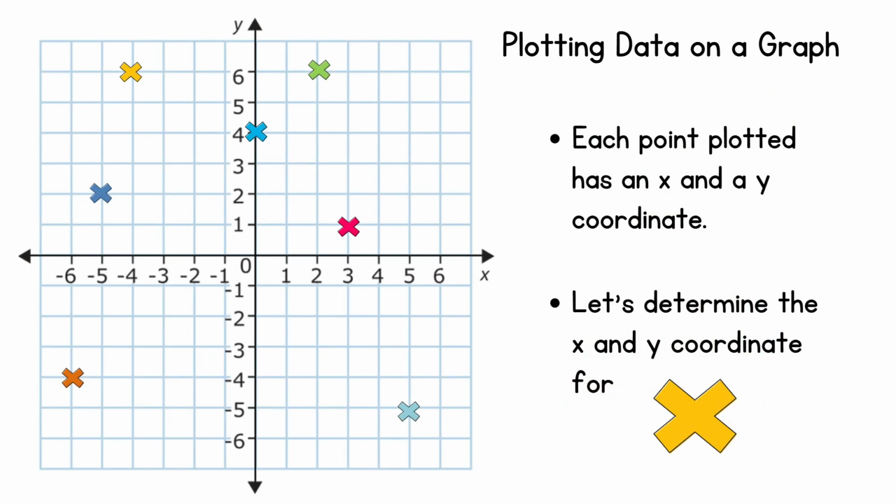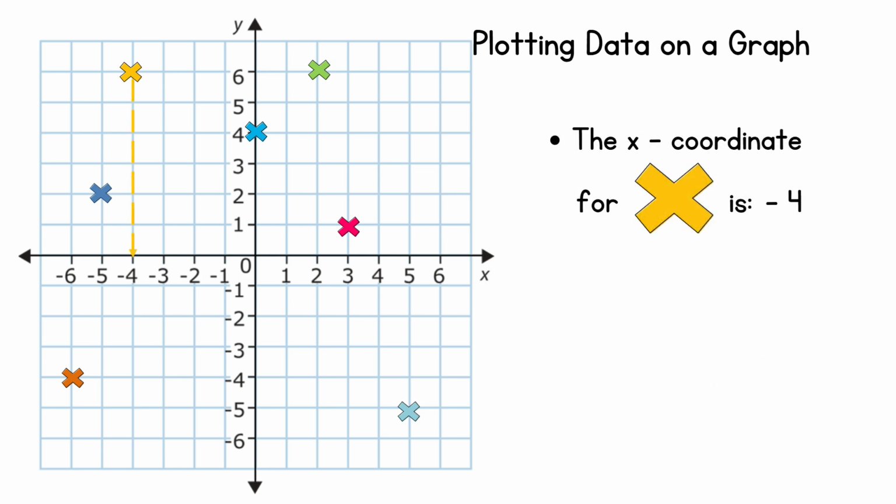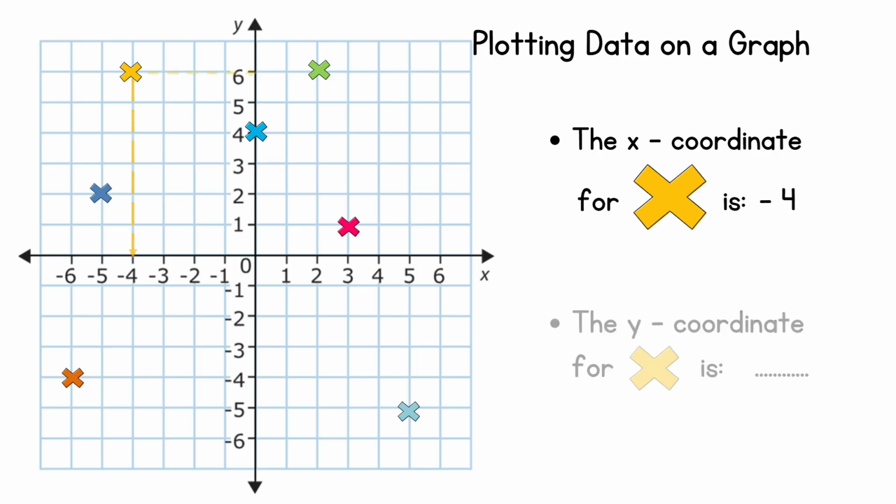Plotting data on a graph. Each point plotted has an x and a y coordinate. Let's determine the x and y coordinate for the yellow x. We see that the x coordinate for the yellow x is -4, and we see that with the arrow pointing to the x-axis.